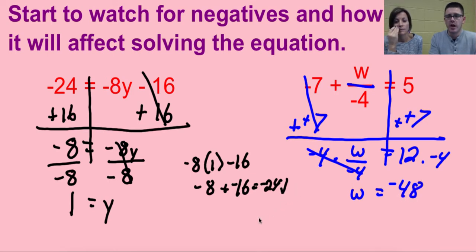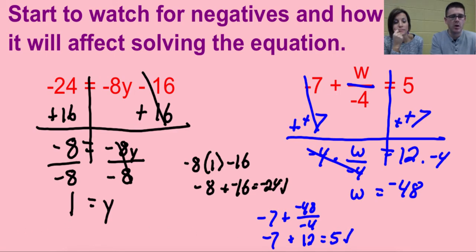12 times 4 is negative 48. A very quick check. Negative 7 plus negative 48 divided by negative 4. I'm rewriting the whole problem, and then I'm going to do the math. Negative 48 divided by negative 4 is positive 12, plus a negative 7. Different signs subtract, and I get 5 for an answer. But watch those negatives all the way through the problem.